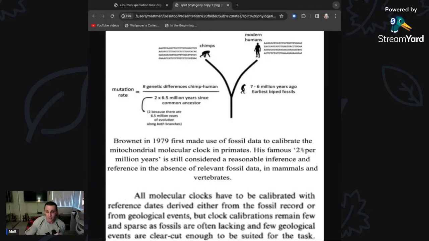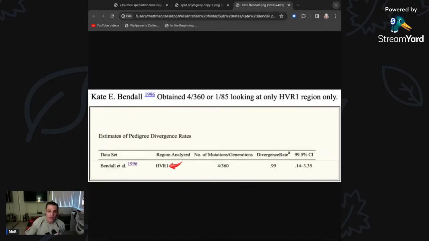So I would have liked to have been able to find a nice visual for the Hall study in 1995, but I could not do that. So we're going to skip over that one and jump into this study that was done the very next year in 1996. And it was done by Kate Bendall in 1996, who obtained 4 substitutions out of 360, or 1 out of 85. But this is looking at the control region and a specific region inside of it called the HVR1. So I highlighted it right here.